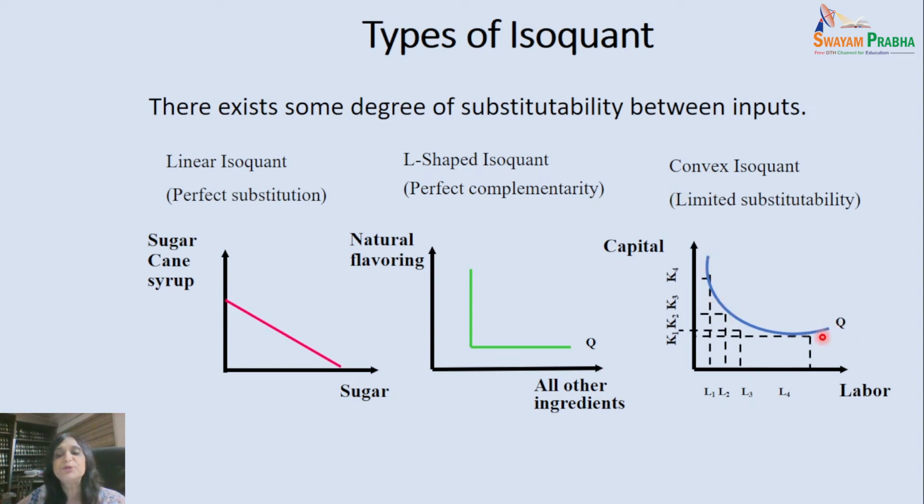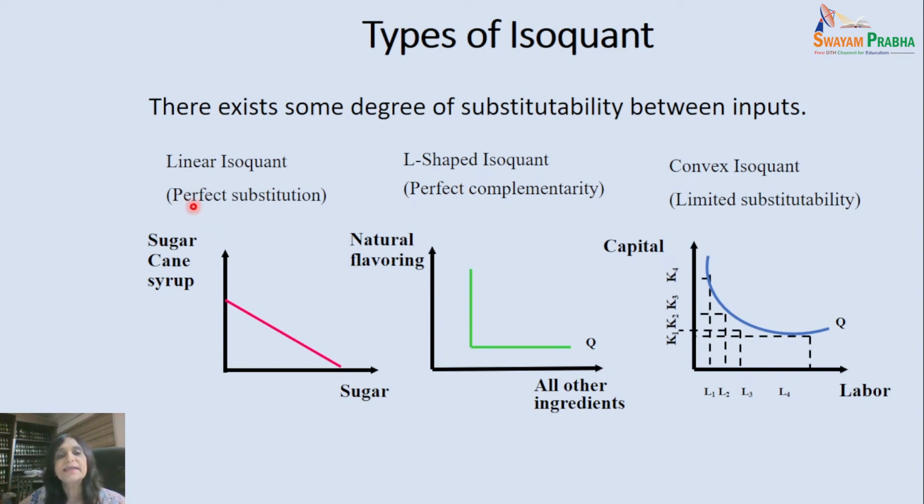The third type of isoquant is convex to the origin. As you can see, this blue isoquant represented by Q is convex to the origin, showing that even though I can substitute labor for capital, they are not perfect substitutes for each other. There is limited substitutability. Labor may not be as efficient as capital, or capital may not be as efficient as labor in the production of something. So even though I want to increase labor, I am reducing capital, but they are not perfect substitutes. When this happens, our isoquant becomes convex to the origin.